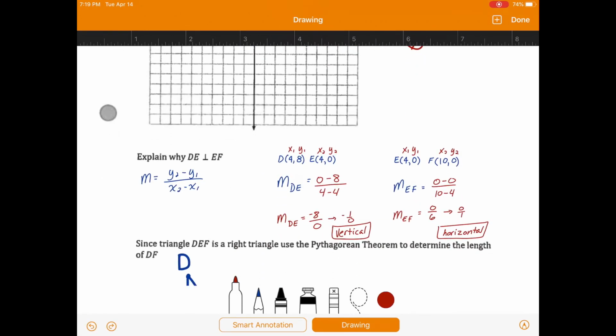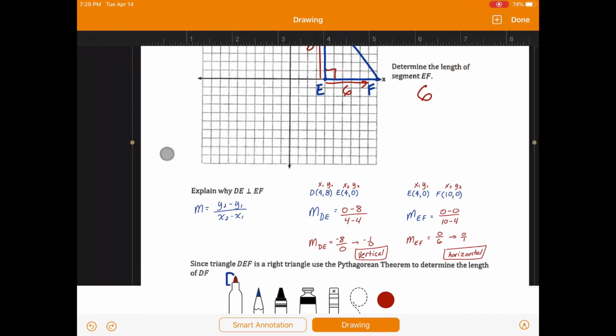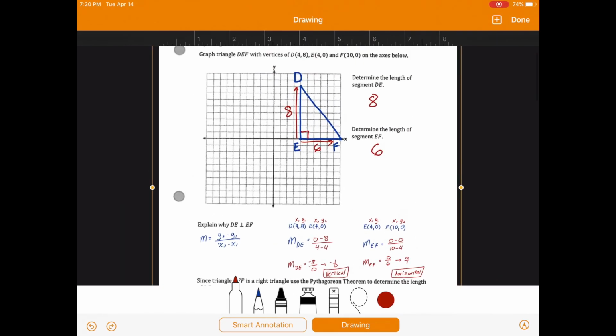The reason we know that, there's a couple things. First one that you could do is you can do the slope of both of them. And then when you do the slope, you're going to see that the answers for the slope are going to be negative reciprocals of each other. And that means they're going to be perpendicular. But also, you could tell that DE, that's a vertical line, and EF is a horizontal line. And if you've got vertical and horizontal, those are always going to be perpendicular.